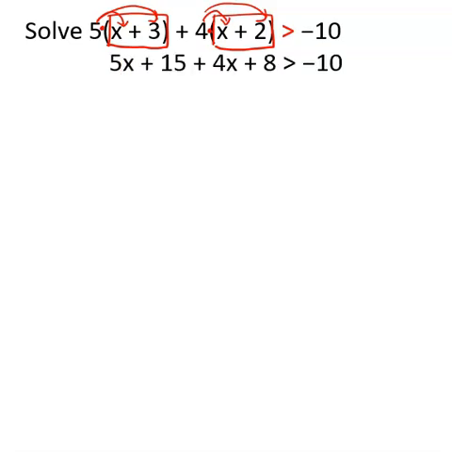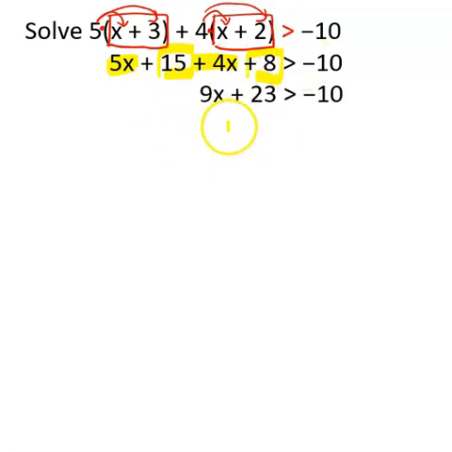Okay, so after that, we're going to get 5 times x is 5x, 5 times 3 is 15, and positive 4 times x is positive 4x, and positive 4 times positive 2 is positive 8. Now we don't have boxes with parentheses anymore, so we can combine like terms. Notice that 5x and 4x, 5 copies of x and 4 copies of x together, we can get 9 copies. And similarly, 15 and 8, we can also combine.